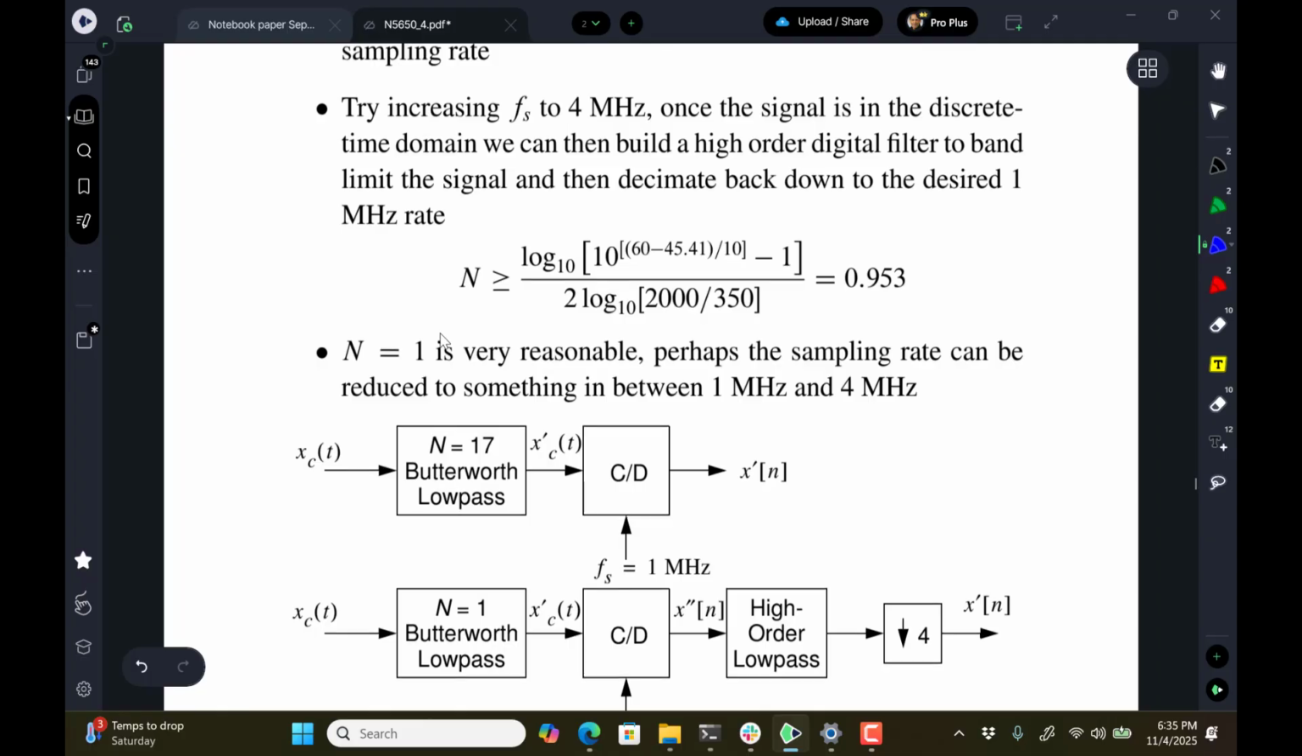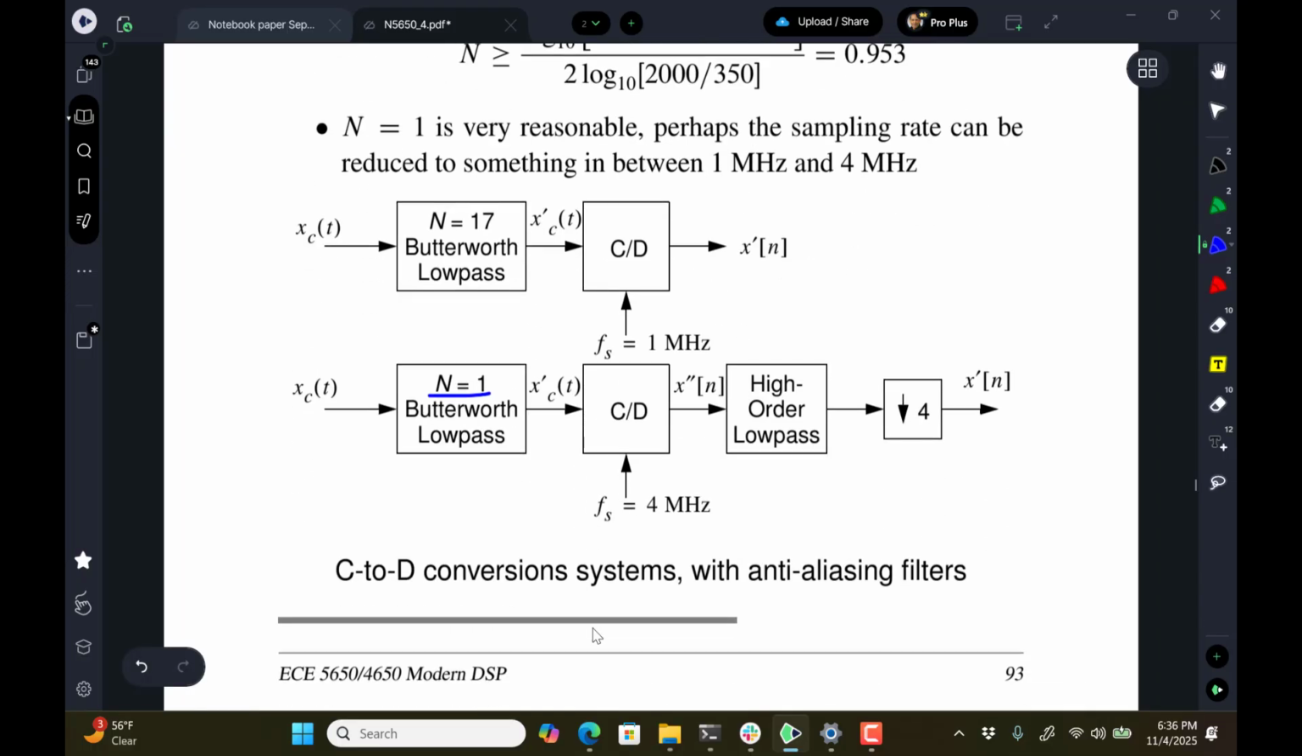But if we're willing and able to sample at 4 megasamples per second, we can be really lazy and put a first order Butterworth up front, and then we can take care of the rest of it with a high order low pass filter. Again, the polyphase idea would be out in here. So that's kind of inspirational.